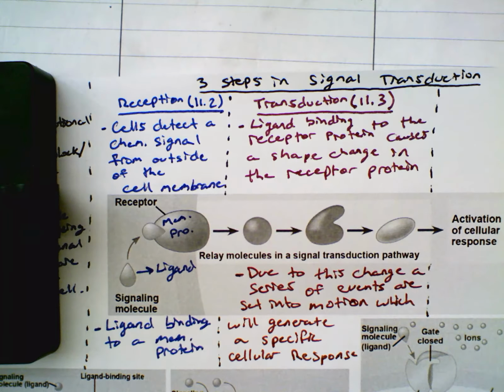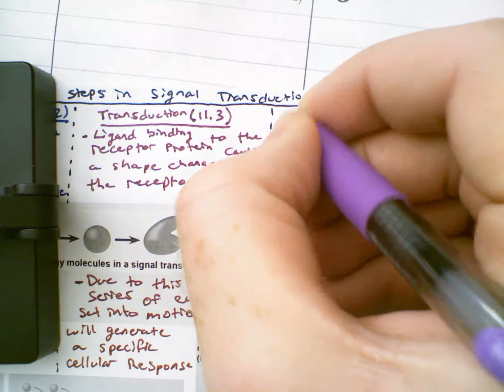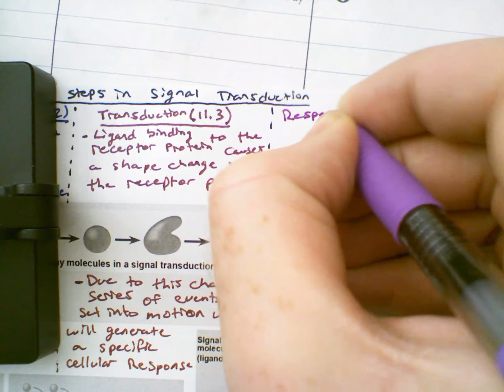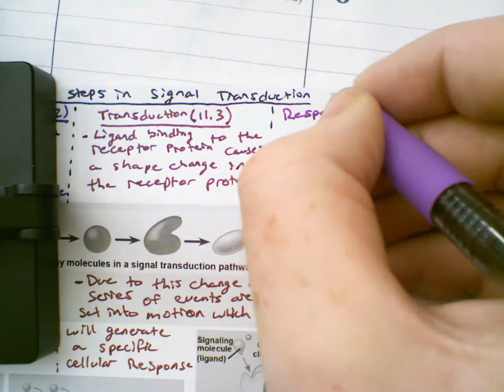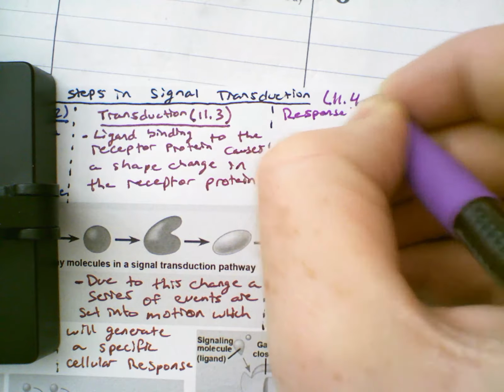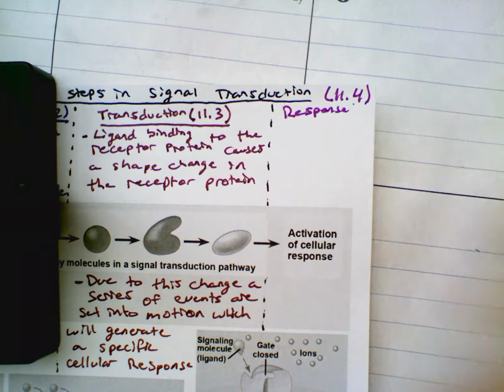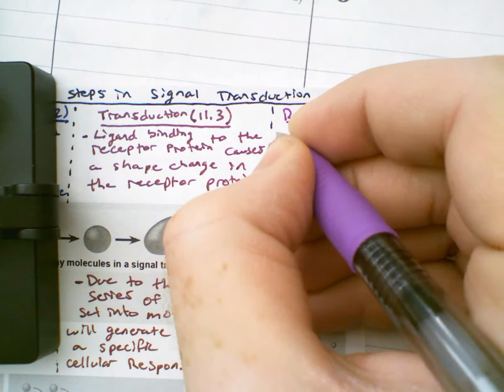And I'm being vague there on purpose. The response that we get is just going to depend on what pathway we're in. We're zooming out and just going over these generic general pathways so that we can then apply them to any given example that we might run across. Okay. Then the final one here is going to be our response. This is found in 11.4. I didn't leave myself much room for this one, but that's okay.